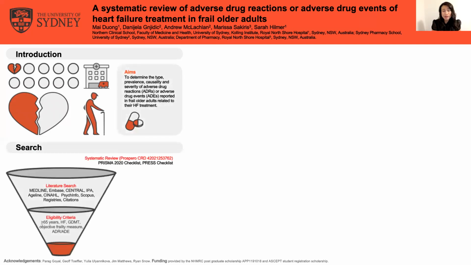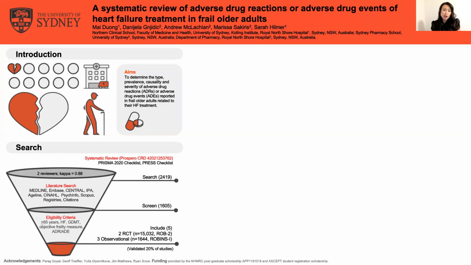We registered our systematic review in Prospero and conducted it according to the PRISMA 2020 checklist and validated our search strategy with the PRESS checklist before doing a literature search in 8 databases, registries, and citations. We applied eligibility criteria to studies that included HF patients over 65, taking guideline-directed medicines, identified as frail using objective frailty measures, and reported ADRs and ADEs.